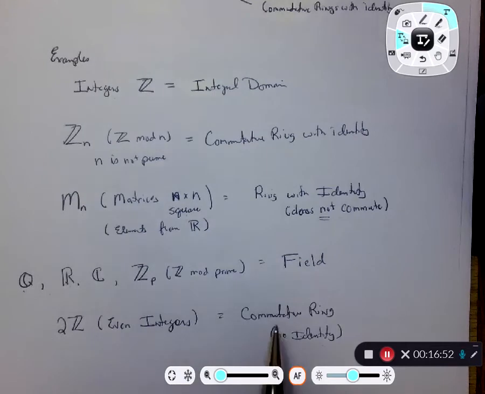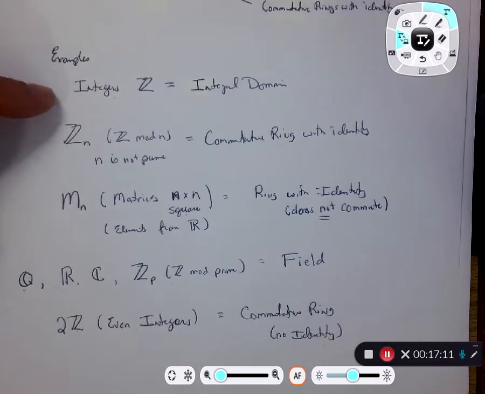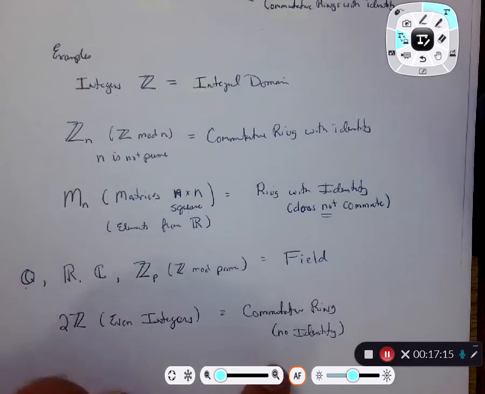It actually commutes because it doesn't matter what order you put the even integers in, but it doesn't have an identity. The identity in the integers is 1, but 1 is odd, it's not even. So it's a commutative ring, but it does not have an identity. So we just say even integers is a commutative ring. Now the integers themselves is an integral domain, but inside that you have the even integers, and that forms a ring on its own, and that is called a commutative ring because it does not have an identity.